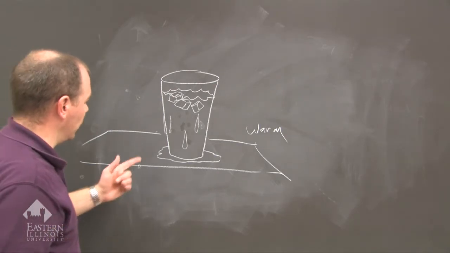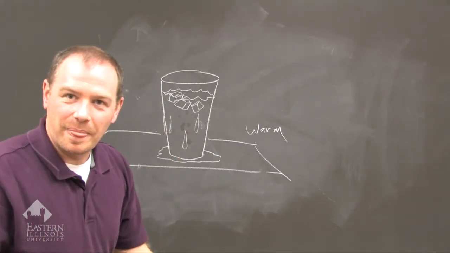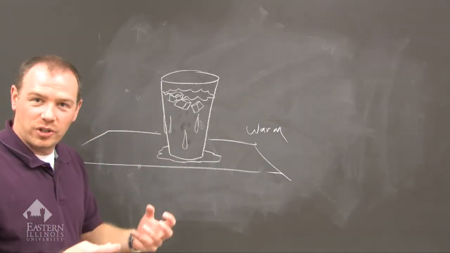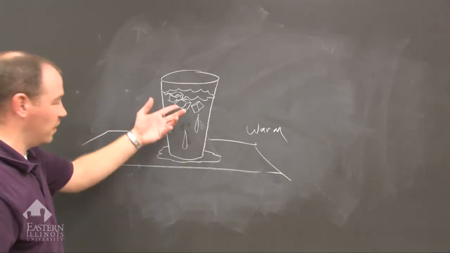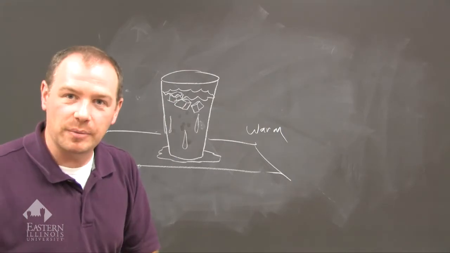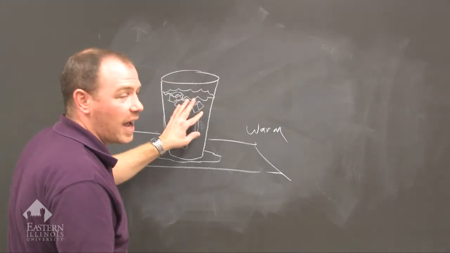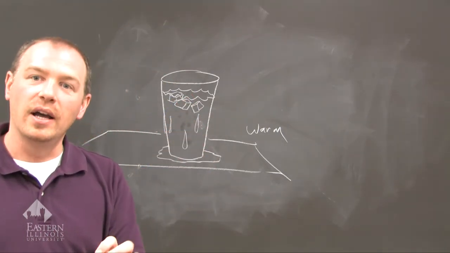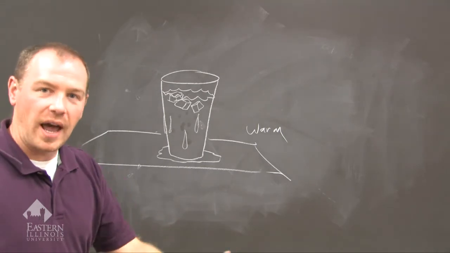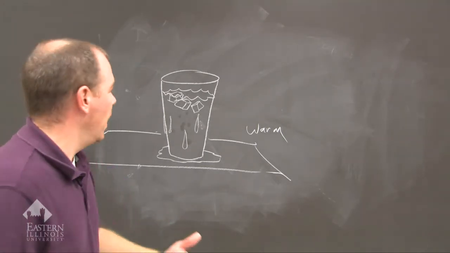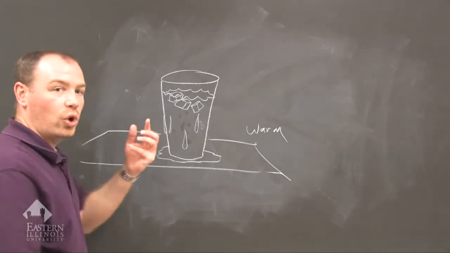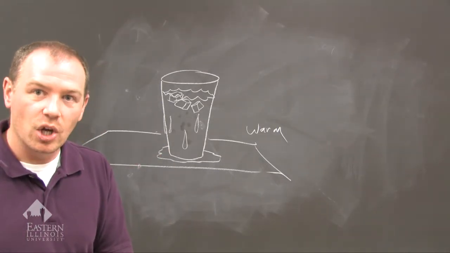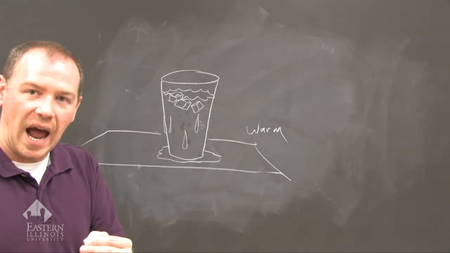Some people think that the glass is sweating, that the moisture is coming from the inside. It's not coming from the inside, especially if this was a paper cup. What's happening is the glass is cooling the air adjacent to the glass or to the cup and forcing condensation to occur. So when you cool something, you're going to force moisture out.